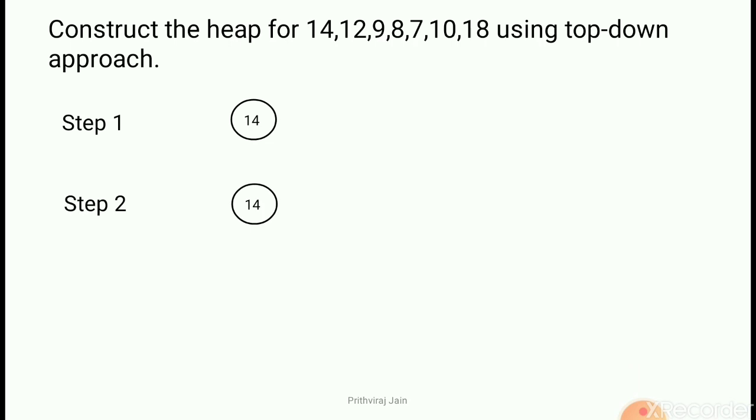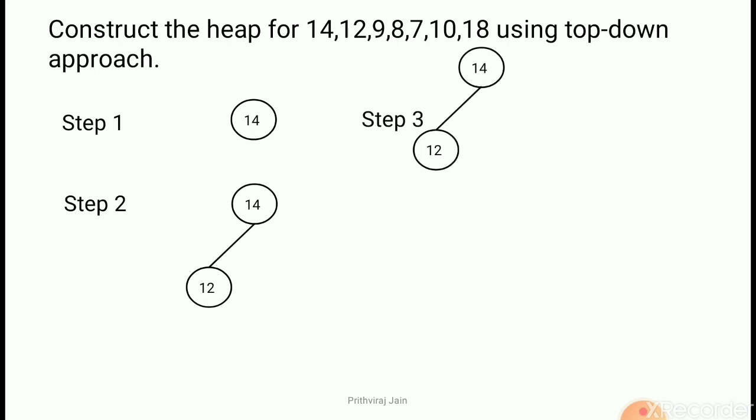In step 2, we take the second data, and that will be inserted towards the left subtree. Now 12 will be inserted here, and we have to make sure whether the inserted data is less than the parent or not, because in a maximum heap our condition is that the parent node should be greater than or equal to its child node. In step 3, we insert the next data, that is 9. So 9 will be inserted towards the right subtree of 14, and 9 is smaller than 14.